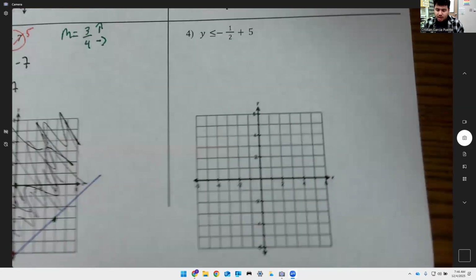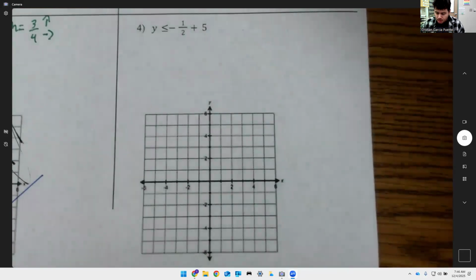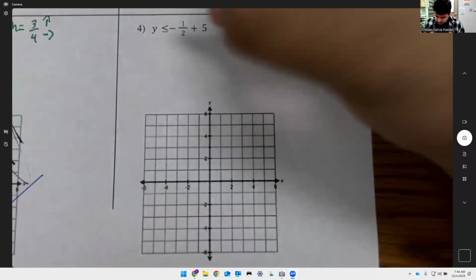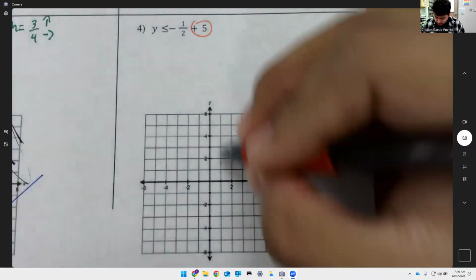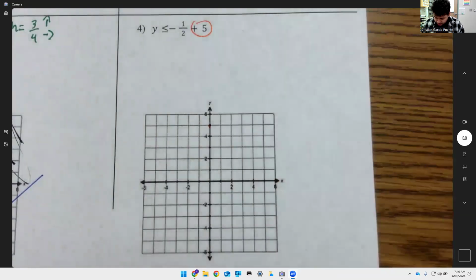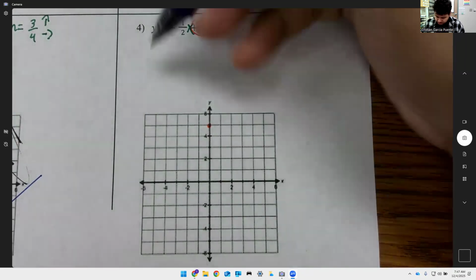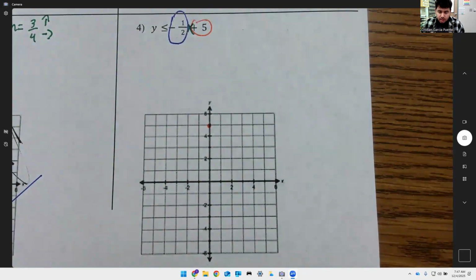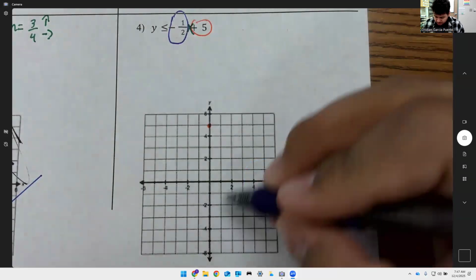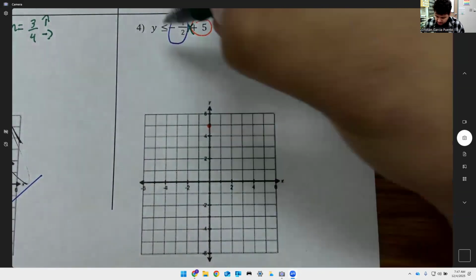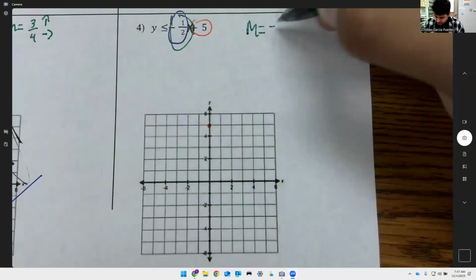All right. Now, for the last problem of the day, again, we're just going to start the same way. So that positive 5 is where you're starting. So over here, go to positive 5, put a point. And now, there should be an x here, my bad. The negative 1/2 is going to be your m. So let me do the actual same color that I've been doing it. So your m is negative 1/2.